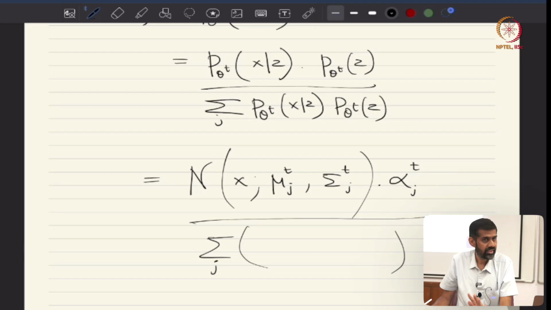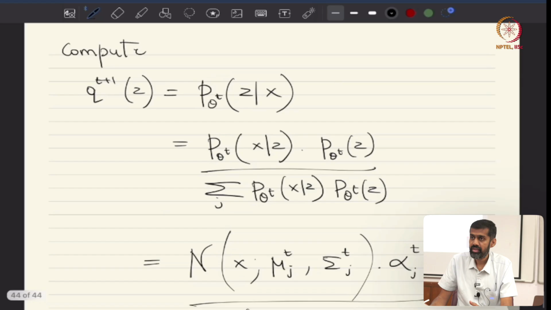Is it all right? So can we compute this? We can compute this. I will not do the algebra, you can compute this. You will get a closed form expression, please complete it. But we can compute this algorithmically. Any questions on this? So we got our Q t of z.